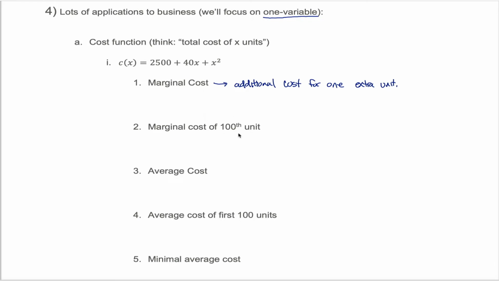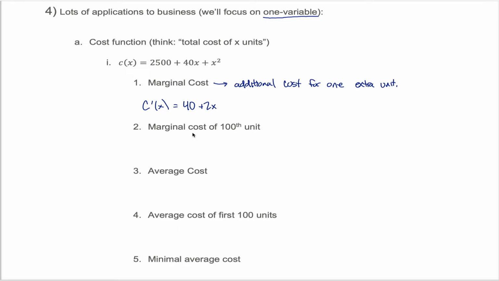But maybe you don't want the marginal cost just for the 100th unit. You want a function that tells you the marginal cost for any amount of units. Well, since the marginal cost is the change in the total amount of cost, maybe it makes sense that the marginal cost is just going to be C prime of X. So C of X is given up here. To figure out C prime of X, we just take the derivative. The derivative of 2500 is 0. The derivative of 40X is 40. And the derivative of X squared is 2X. This is a function that tells us the additional cost for any extra unit.